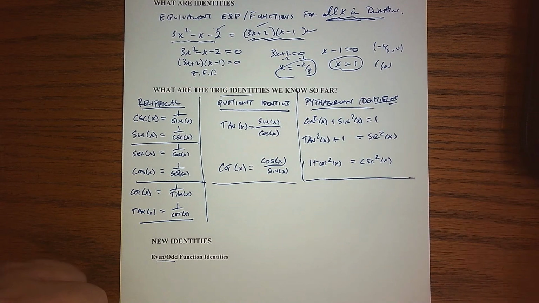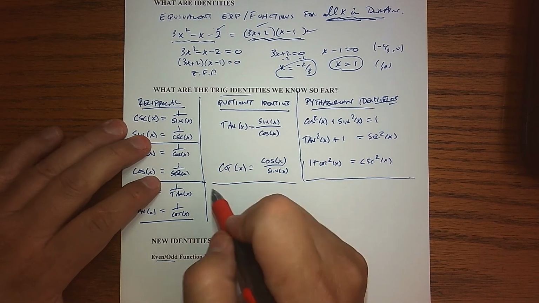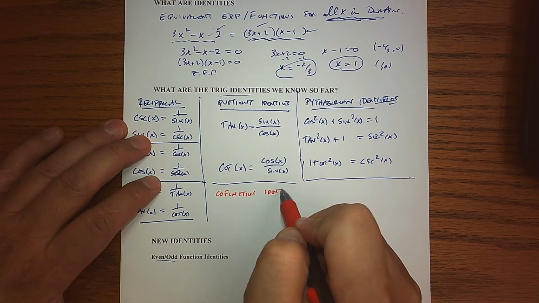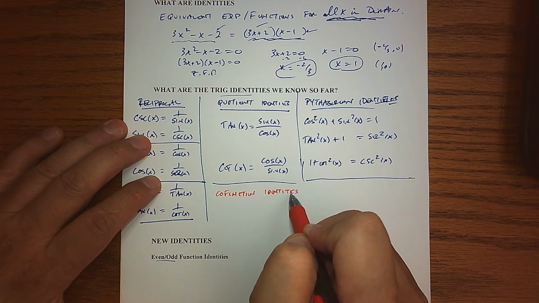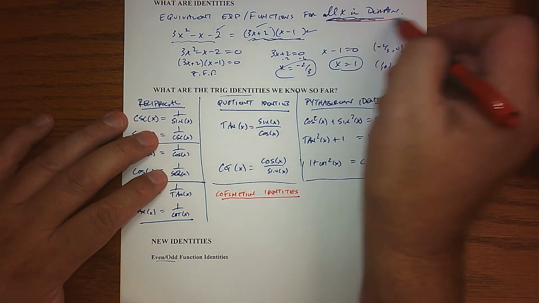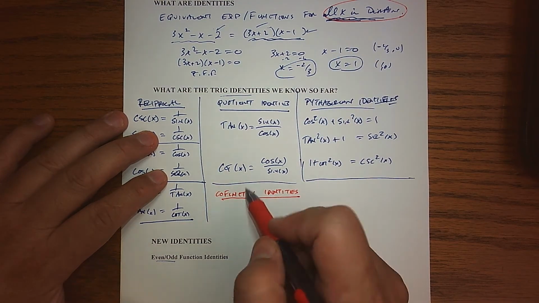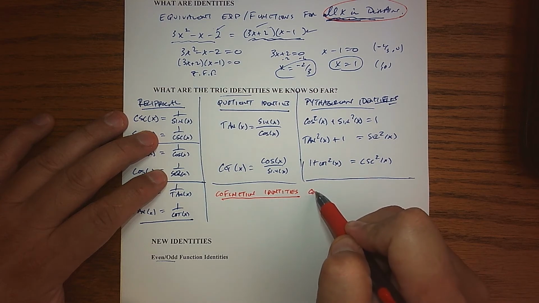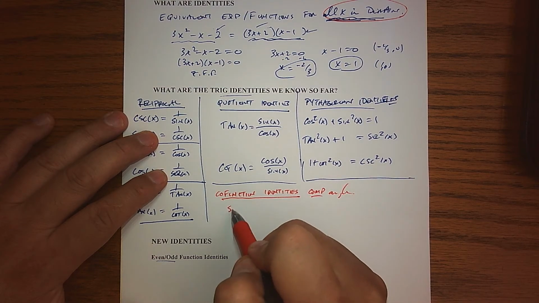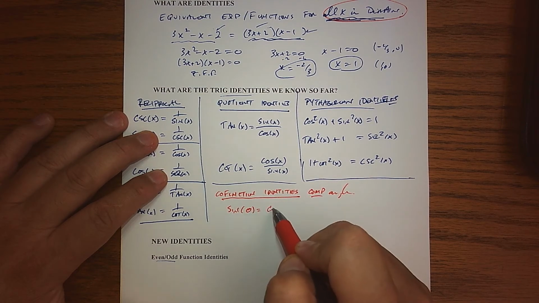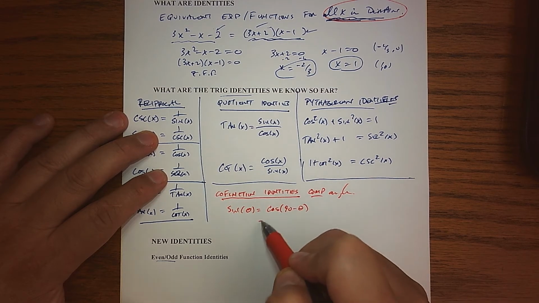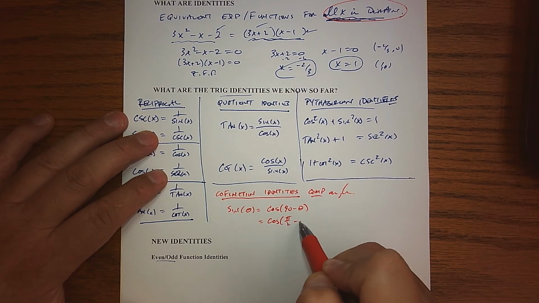Let me put these in red, because if you go back in time, another type of identity we had was the cofunction identity. We called them identities at the time, but this set we're actually not going to include here because they're not true for all x in the domain. These were only true if we had complementary angles. If you remember, the sine of theta was the cosine of 90 minus theta, or in the new language, pi over 2 minus theta.